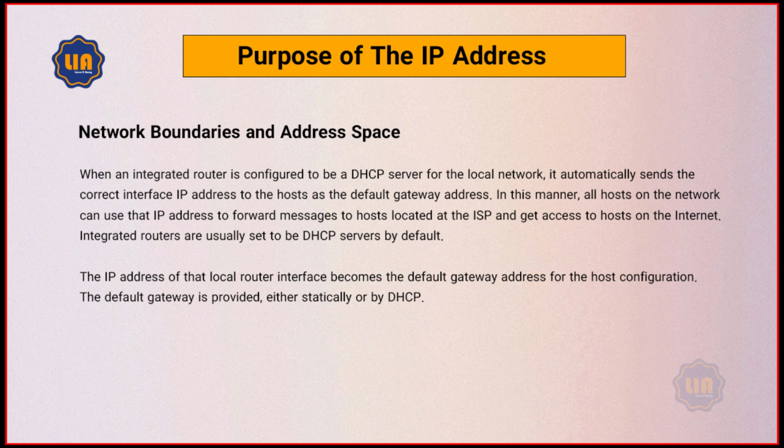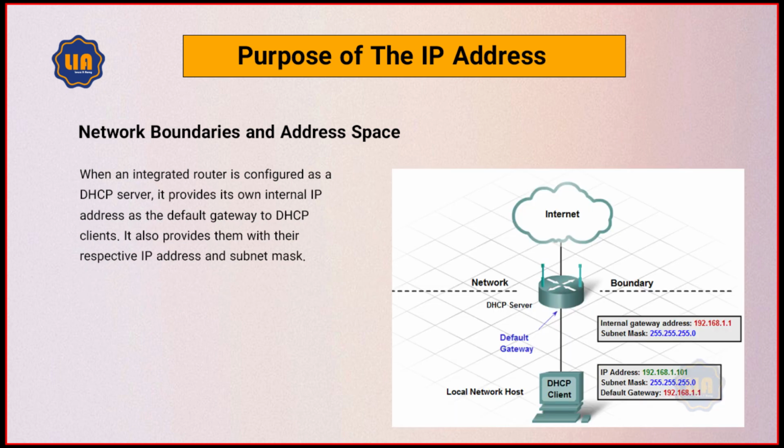In this manner, all hosts on the network can use that IP address to forward messages to hosts located at the ISP and get access to hosts on the Internet. Integrated routers are usually set to be DHCP servers by default. The IP address of that local router interface becomes the default gateway address for the host configuration. The default gateway is provided, either statically or by DHCP. When an integrated router is configured as a DHCP server, it provides its own internal IP address as the default gateway to DHCP clients. It also provides them with their respective IP address and subnet mask.